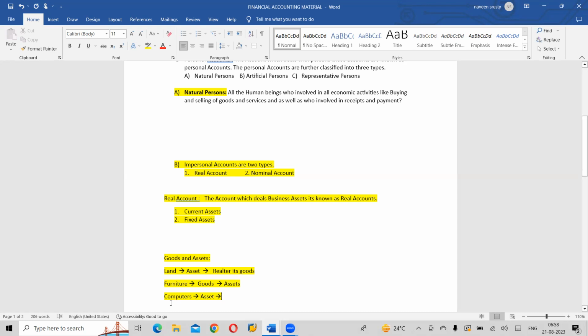For a realtor, it is an asset. A computer is an asset. But at the same time, if my business is, for example, Bajaj Electronics or Tirumala Electronics, what will Bajaj Electronics do? Bajaj Electronics will buy the electronic products and sell them. Correct? Then what will computers become for them? Goods. Hope you got it now, the difference between goods and asset.